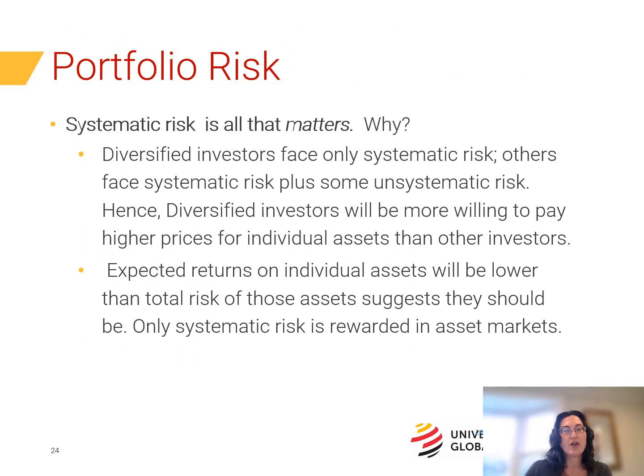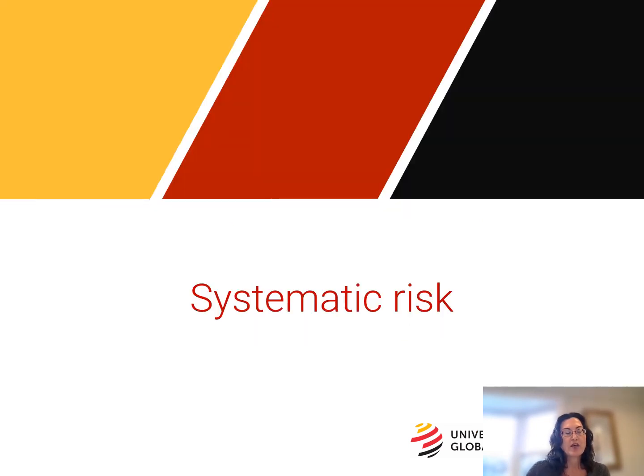Investors can diversify away risk unique to individual assets, but they cannot diversify away risk common to all assets. They cannot eliminate systematic or market risk. With complete diversification, all unique or unsystematic risk is eliminated from the portfolio. However, the investor still faces systematic risk. So let's talk about systematic risk and why it's important.